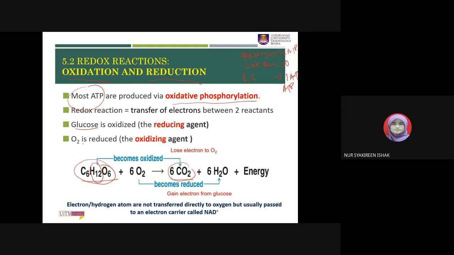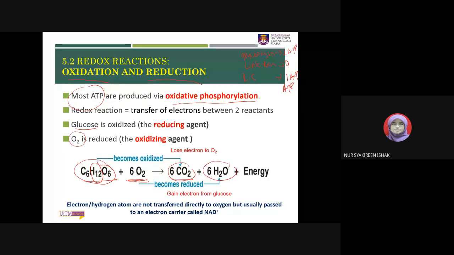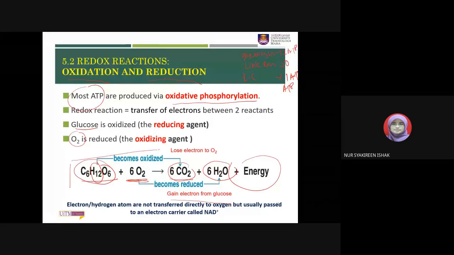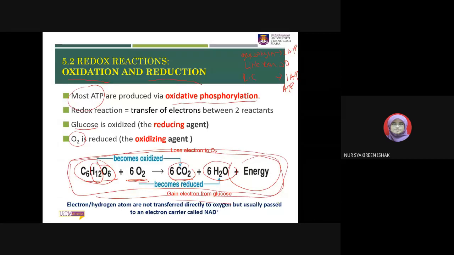As for oxygen, it is reduced. Reduce maksudnya dia akan terima hydrogen ions and also electrons, to become water molecule. So glucose is oxidized, oxygen is reduced. Oxygen gains electrons and also hydrogen ions from glucose, and in the process, energy is also released during cellular respiration. But remember, cellular respiration is easy as this equation.